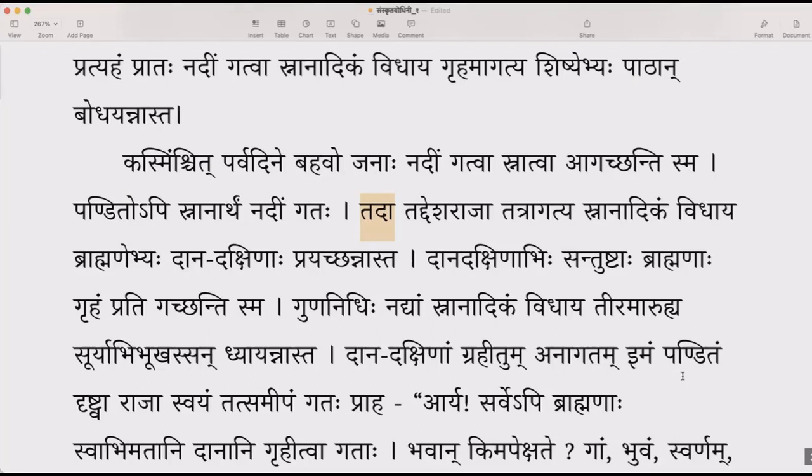Brahmanebhyaha, for the Brahmanas, dana dakshina, he gave gifts, gifts and dakshina. Prayachanasta. He stood giving dana dakshina, danam and dakshina. Prayachanasta. Prayachan is a shatri pratyayam, continuous there.